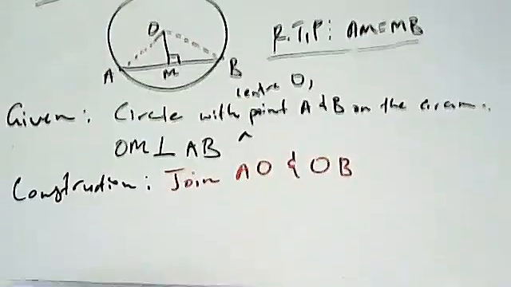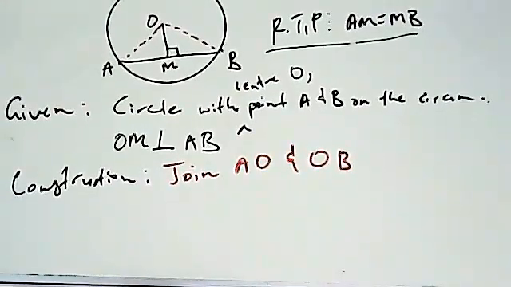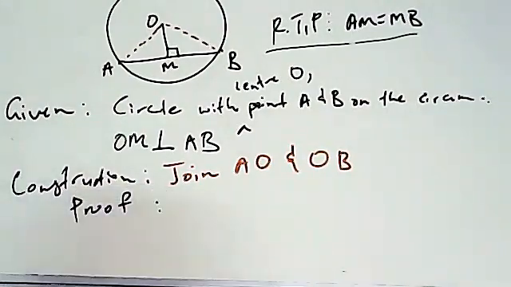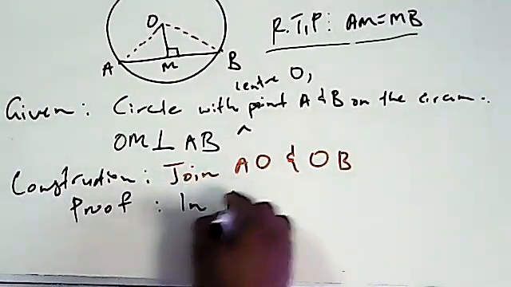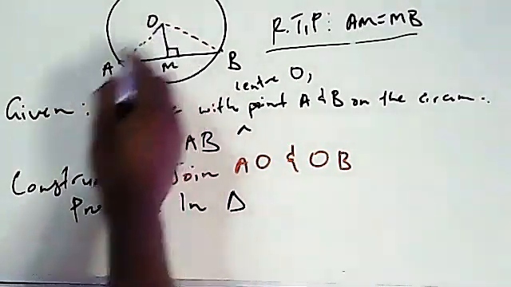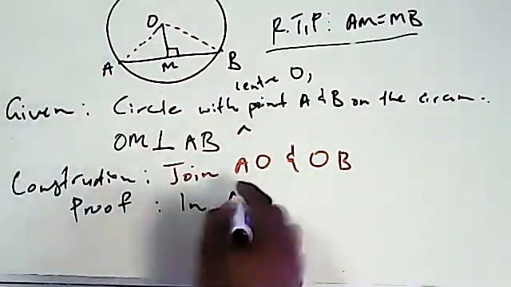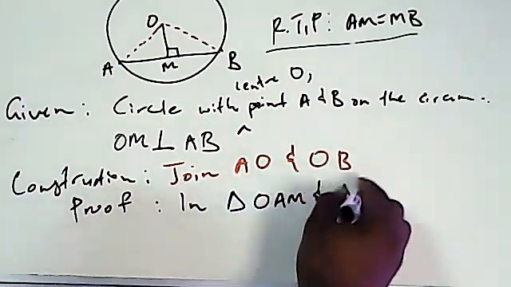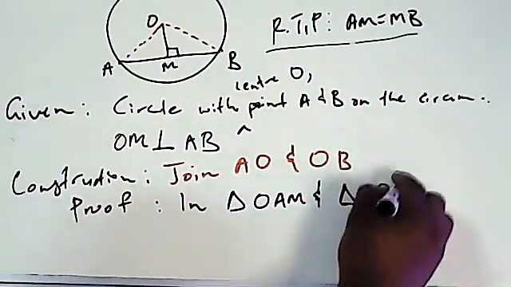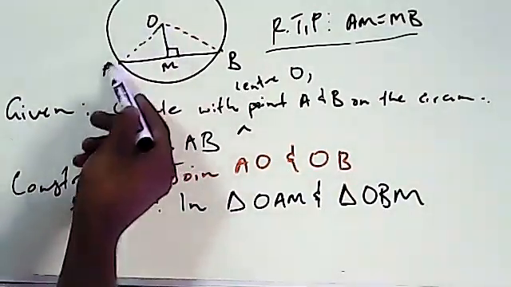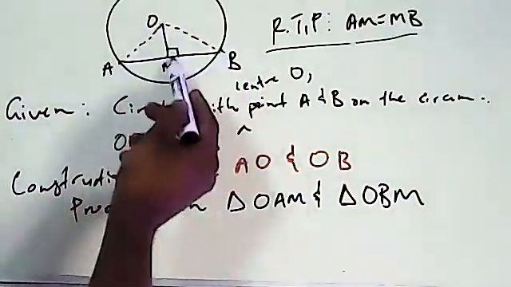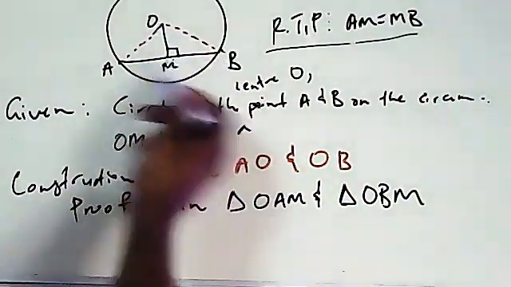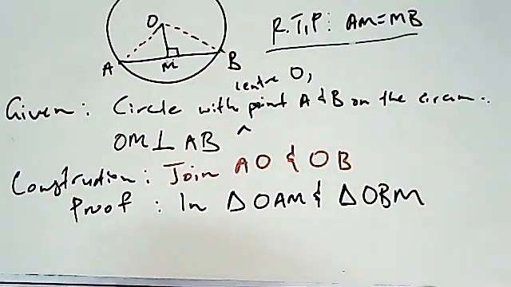Which is the proof. So let's see what we prove. On proof, this is what you will write. You write that in triangle OAM and triangle OBM, we will go in the same order. Triangle OAM, triangle OBM, or you can say triangle OMA. Yeah, let's make it like that.